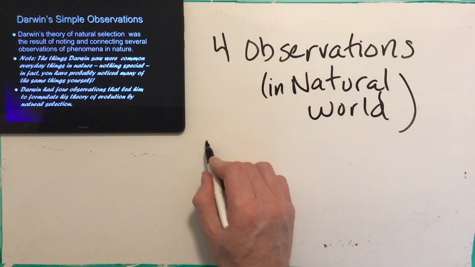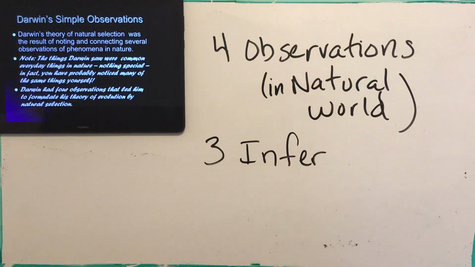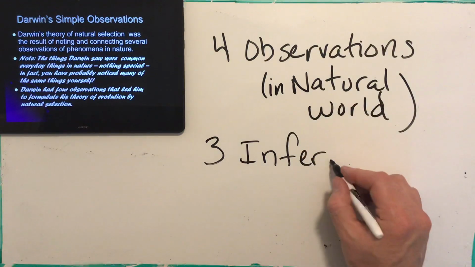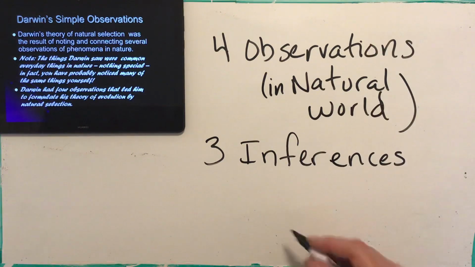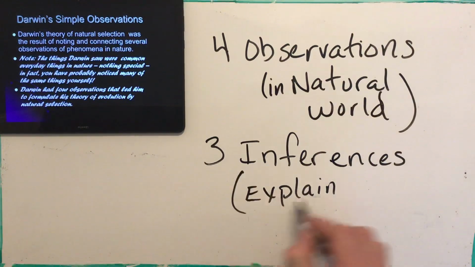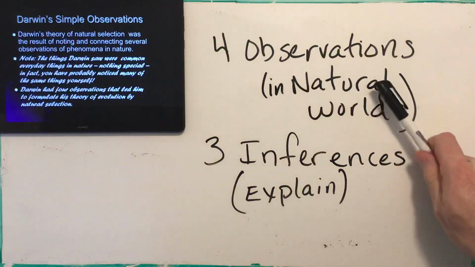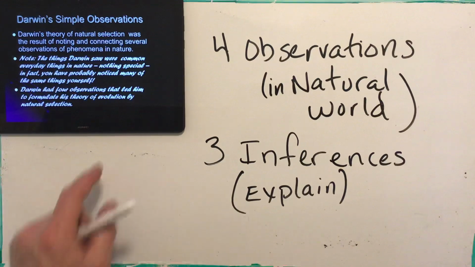From the 4 observations, he made 3 inferences. When you infer something, you notice a pattern or you make several observations that are related, and then you suggest how that works or how it would explain something. So his inferences explain evolution through natural selection. All right? So these explain how the whole process runs down. So first we'll go through the 4 observations, then we'll go through the 3 inferences that he made based on these 4 observations. All right?